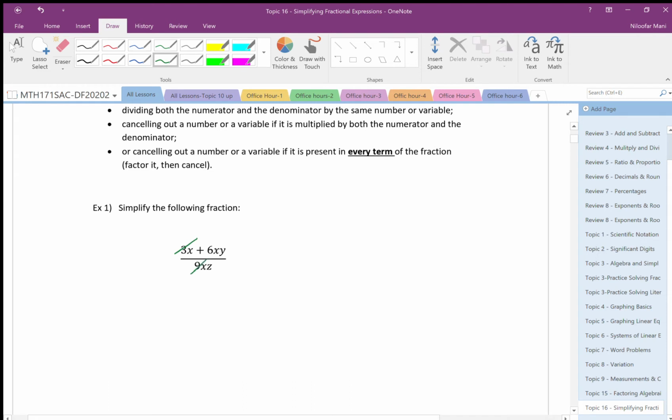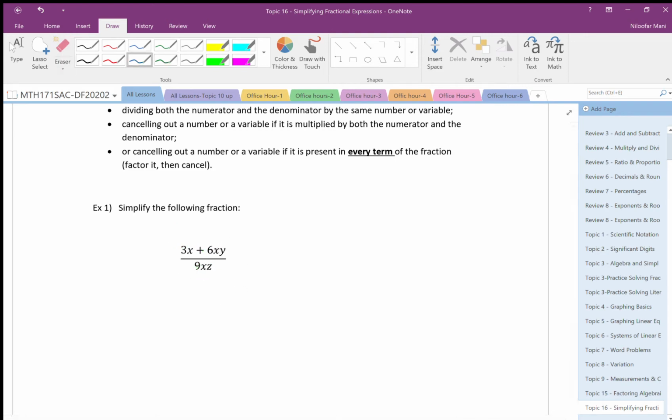you cannot simplify 3 and 9 and say this is 3. No, that doesn't work this way. That's wrong, because it has to be multiplication and division between them. Otherwise, you cannot simplify from top and bottom. If there is plus or minus between them, you cannot simplify it. So you can't do that.